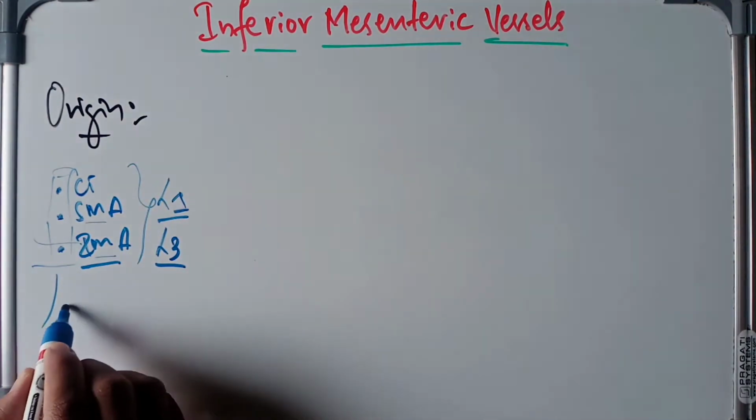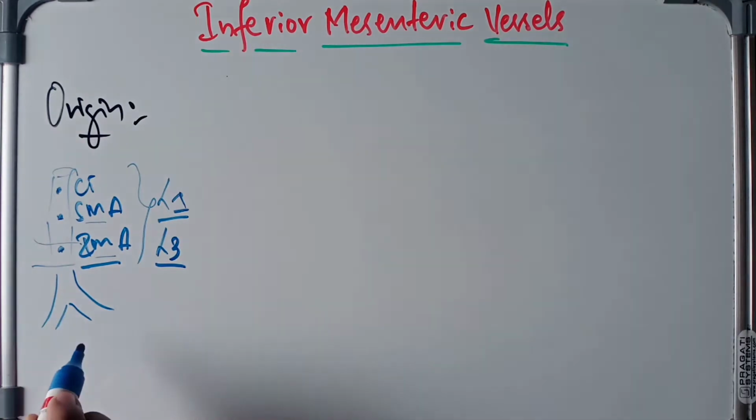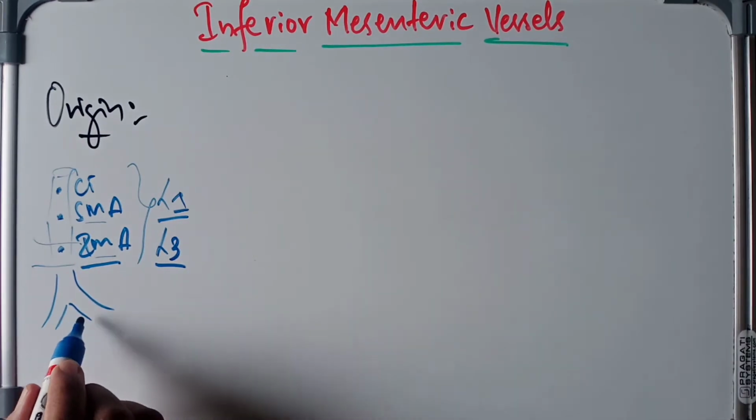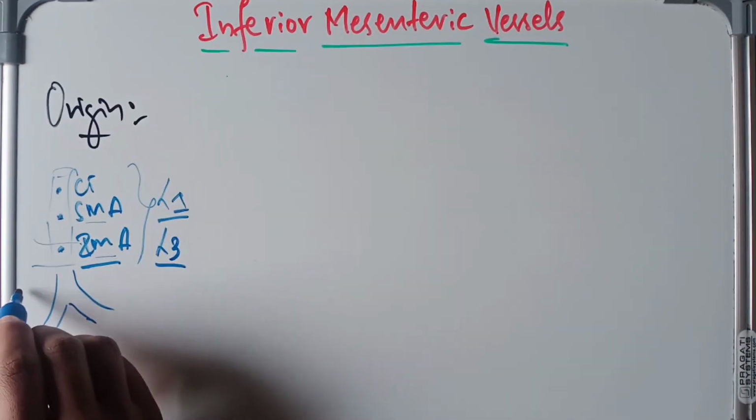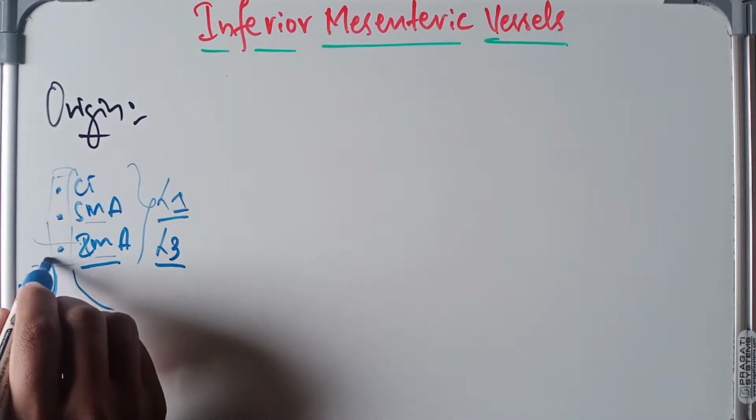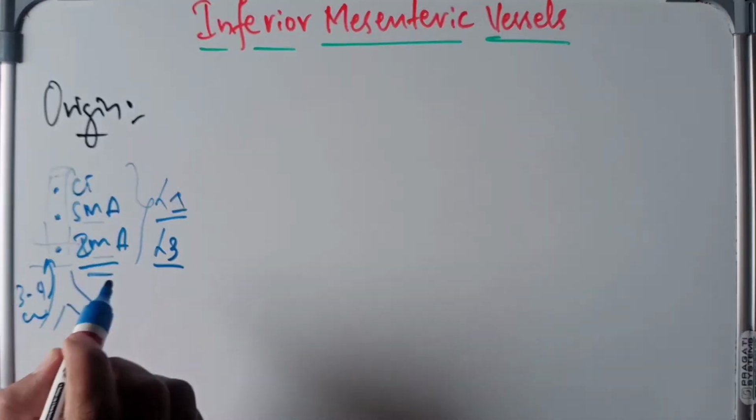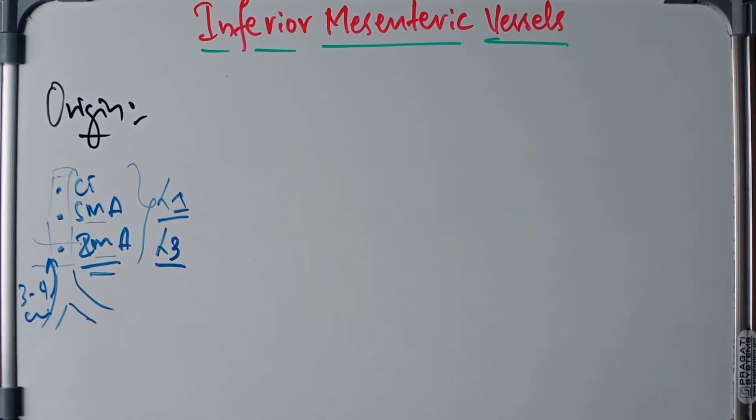So we have the abdominal aorta, which terminates into the right and the left common iliac arteries. Just 3 to 4 centimeters above the termination we have the origin of the inferior mesenteric artery. So this is about the origin of the inferior mesenteric artery.